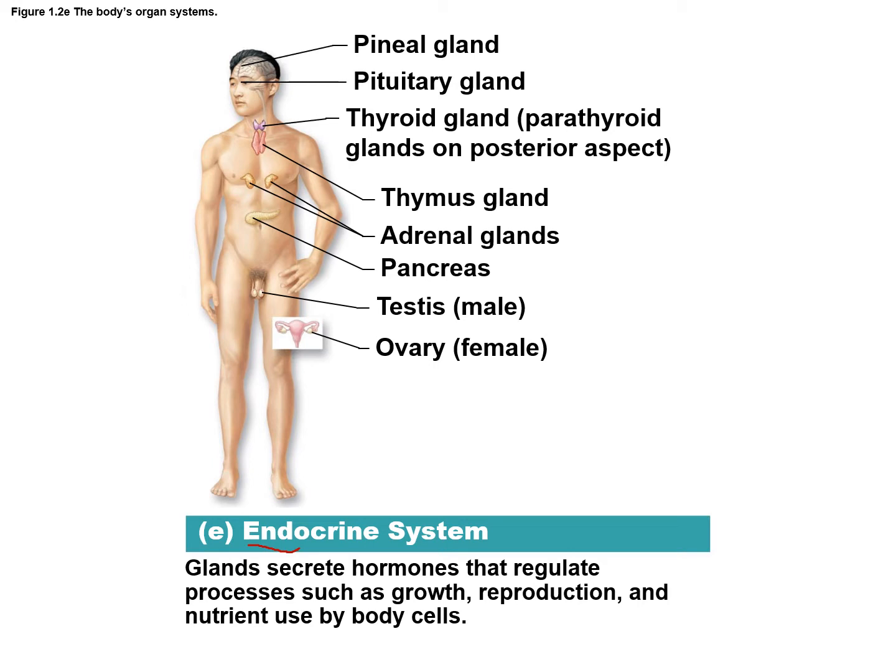The thymus gland is really going to be involved in making T cells, which are going to be needed for immunity. They also secrete hormones that are involved in sort of organizing the immune system.